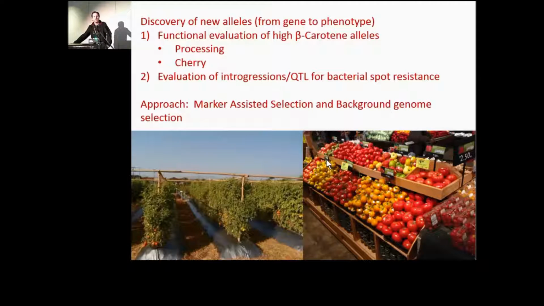And then I'm going to give a parallel example where instead of looking at a specific gene, we're looking at QTL for bacterial spot resistance. And I'm going to be talking about how we're using the LGC resources to help us push both marker-assisted selection but also background genome selection.